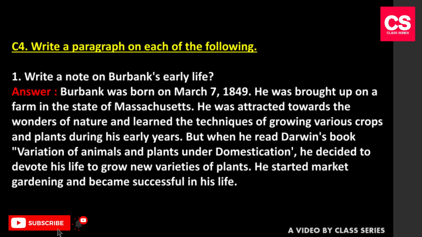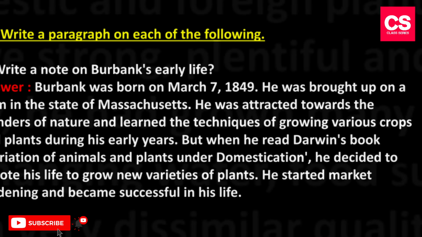He was attracted towards the wonders of nature and learned the techniques of growing various crops and plants during his early years. But when he read Darwin's book, that is Variation of Animals and Plants Under Domestication, he decided to devote his life to grow new varieties of plants. He started market gardening and became successful in his life.